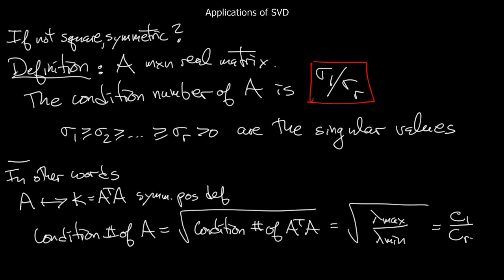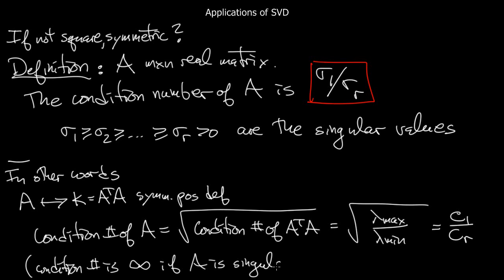Okay. And I should say that if the matrix is singular, so it has some 0 eigenvalues, then you say that the condition number is infinite. That's like taking lambda min to be 0, and lambda max over lambda min would then be, so to speak, infinity.